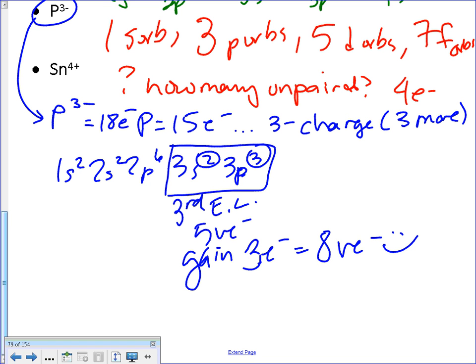So how does it add 3? Where does it have space? In the 3p orbital. It has space for 3 more electrons. So instead of ending like that, it's going to end at 3s2, 3p6. And who does that look like? Whose actual electron configuration is that? Argon. So just like I said, everybody's goal is to look like the cool kids, the noble gases.